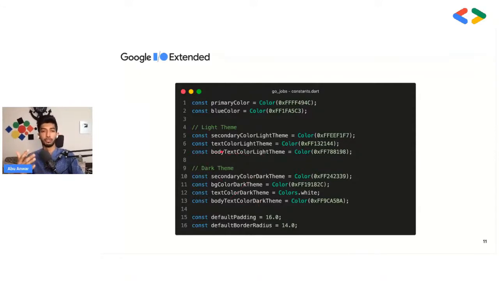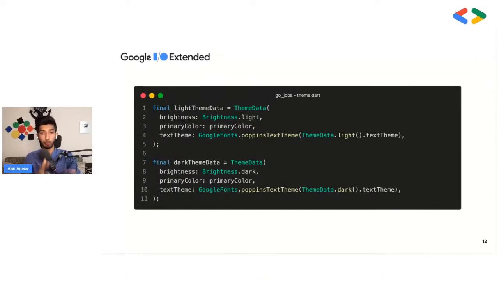But in Flutter, by default they use a white background for the light theme, and we use a white color for our app. That's why I don't define any background color for the light theme, but we're using a custom background color for the dark theme. That's why I define the BG color for the dark theme. This one. At the end, I define default padding and default border radius.